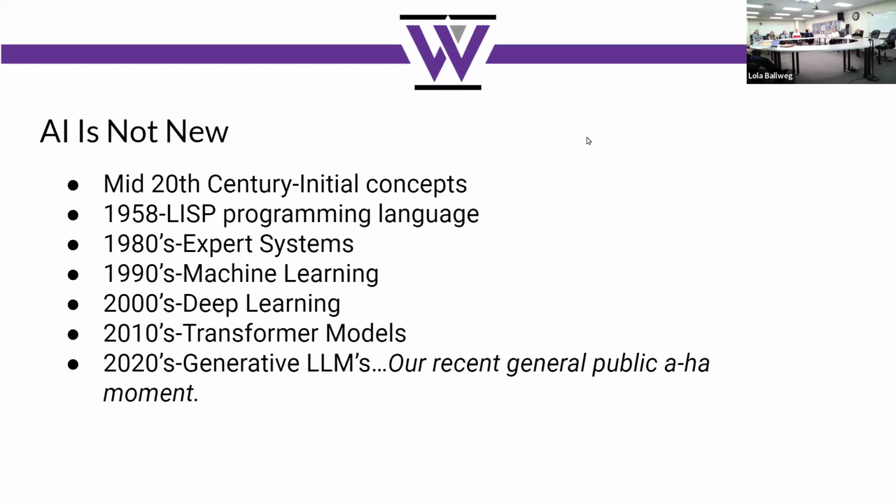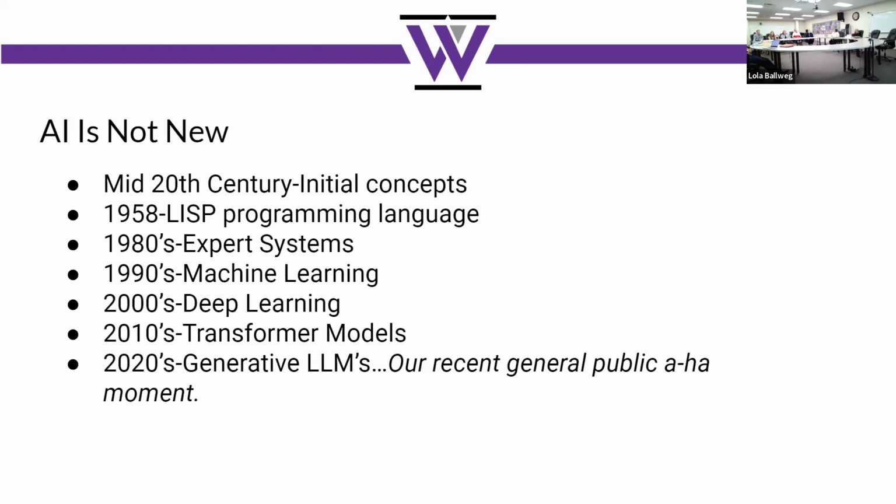As we kind of talked about, AI is not new. It's been around since the mid-20th century. As far as the research for it and development of it, a key date for AI is 1958. Lisp was the first programming language specifically for AI. It's actually still used in AI research today. But that was really kind of the start of AI.